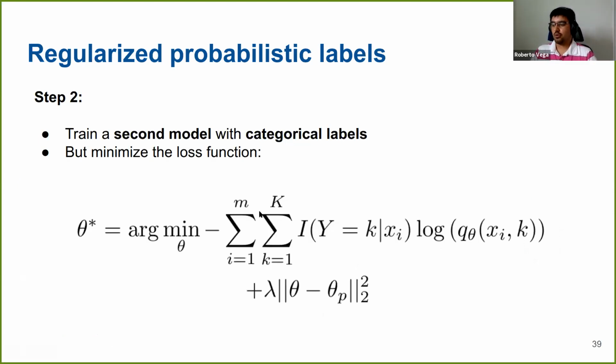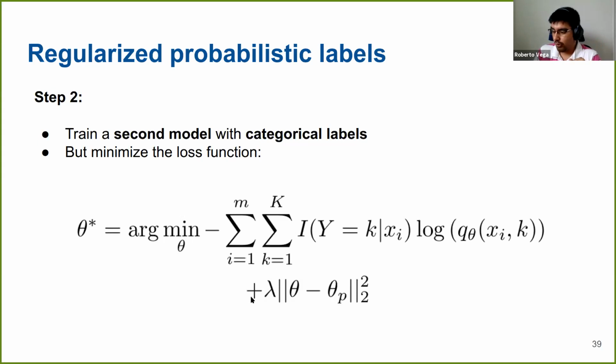This loss function will have two parts. The first part is the traditional cross entropy. Just replace this by the label 0 or 1, use the logarithm of the prediction, so this stays the same, but then we are going to regularize. And this is where these weights that we learned from the probabilistic labels come into play. We are going to penalize deviations from that. So what exactly are we saying in here?